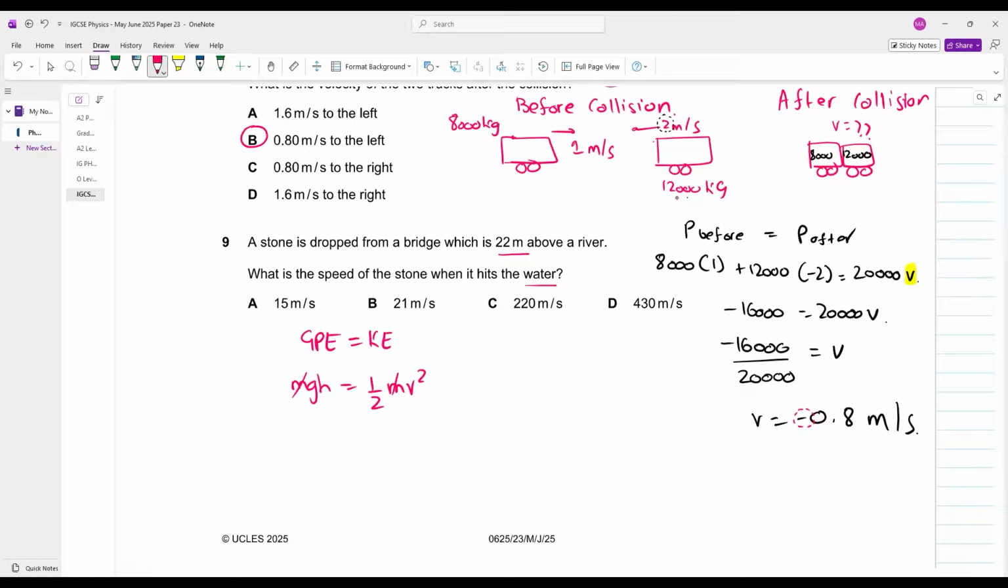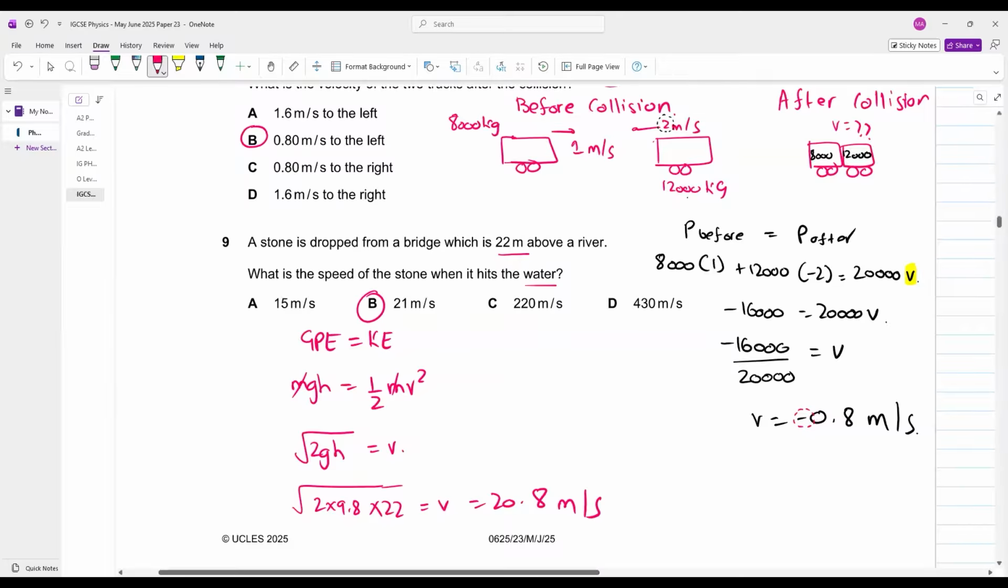You have to calculate the velocity. Multiply this to the other side. Root of 2gh is equal to your velocity. 2 into 9.8 into the height, that is 22. Can you calculate the velocity, bachcho? 2 into 9.8 into 22 taken under root. Your velocity comes out to be 20.8 meters per second. B is your answer for 9. 9 का आंसर क्या हो गया बेटा? B. Easy peasy lemon squeezy.